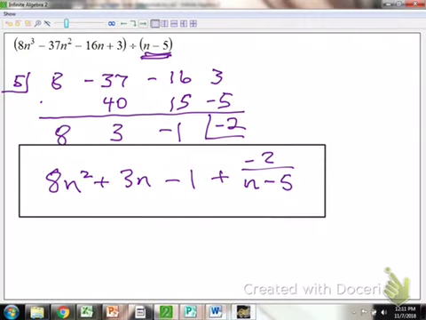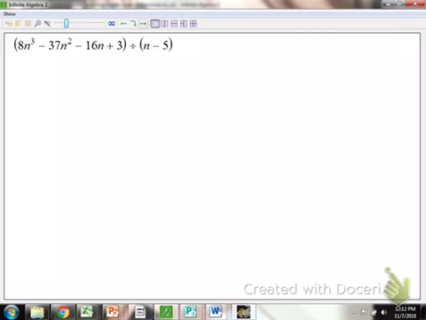That's number 2. Looking at number 3, I'm not going to work this one through, but just to point out that on number 3, you would definitely need to do long division because the coefficient here is not 1n. So that means it's long division.